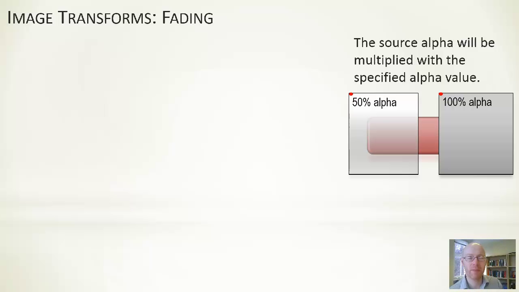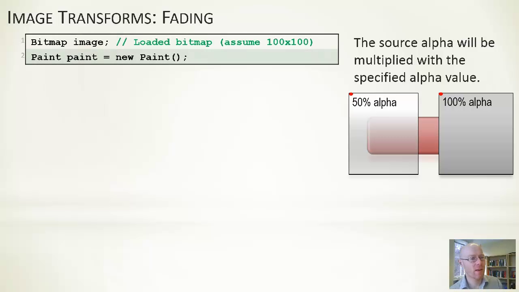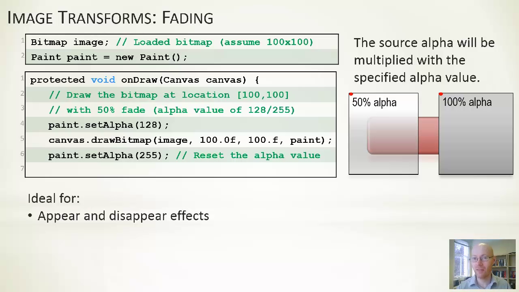So bitmap image in line 1. It doesn't really matter about the size of it. Again, we're just assuming it's the same type of thing we're loading in. And we actually are going to make use of our paint instance in this case. We'll create it, but it's not just going to be the default one we use when we draw. So here we have an example of how we can draw an image out with 50% alpha fade. So it's 50% out, 50% there.